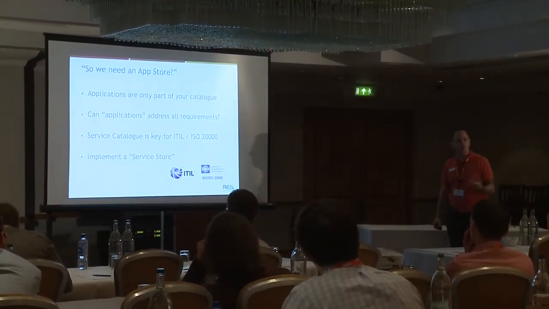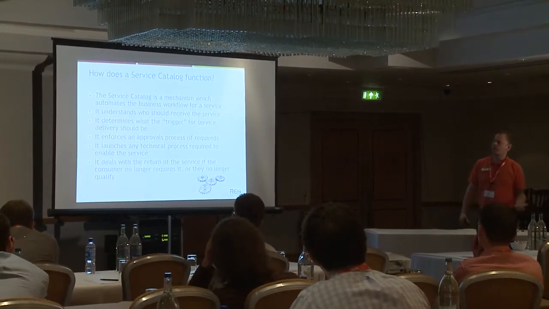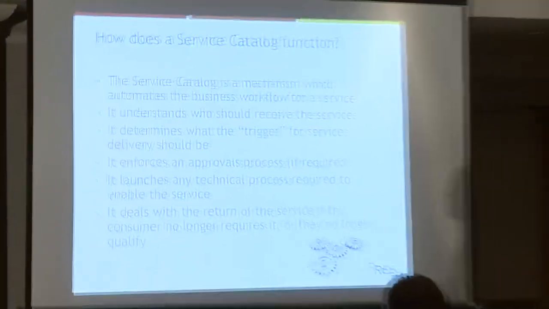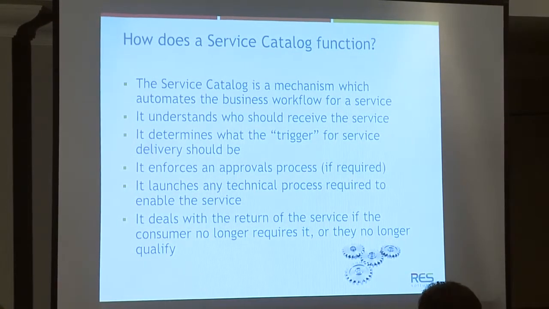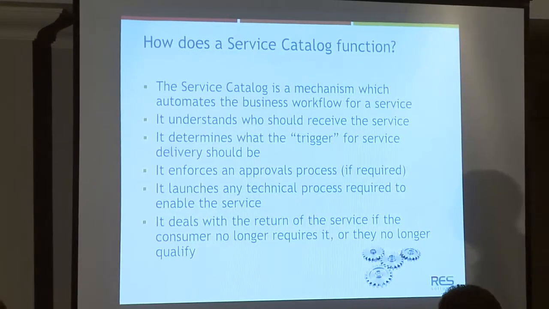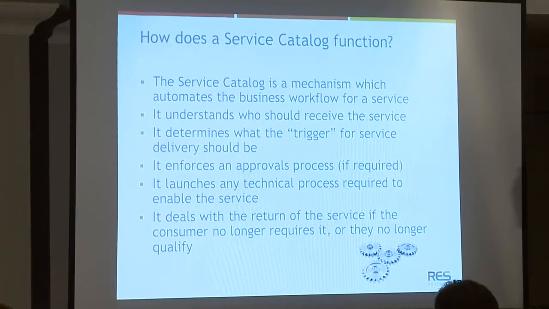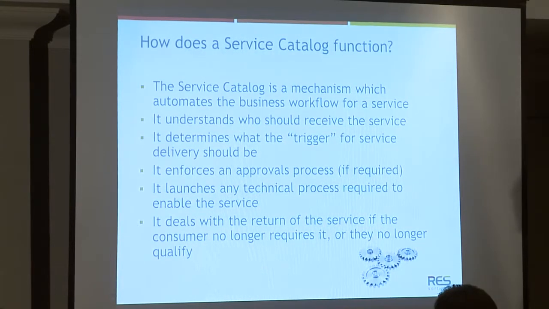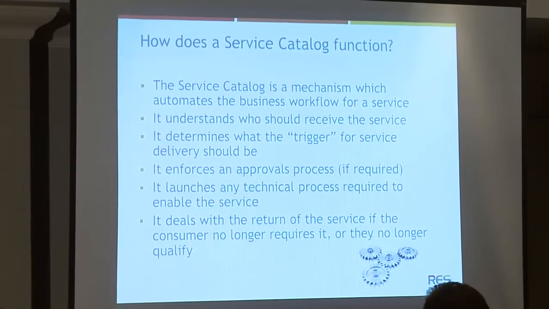And there's a subtle but fundamental difference between a service store and an app store. The service catalogue itself is a mechanism that automates the business workflow. So it understands who should receive the service in the first instance, or who should have access to the service. It understands what the trigger for service delivery should be. Should a user receive that service immediately they qualify? Should they have the ability to request the service? Perhaps the service should be requested on their behalf by a manager or someone along those lines. It should also have the ability to enforce an approvals process if that's required.